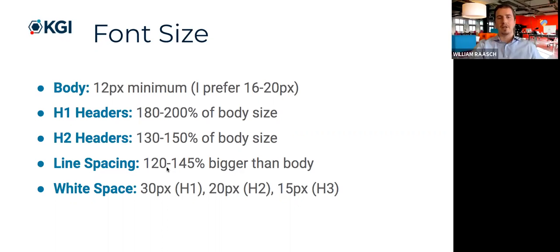Line spacing should be just a little bit bigger than the body. So a little bit bigger than like one or a single line spacing. You just want to leave enough white space between each line that it's not intimidating for the users. And then you want to make sure that you leave a lot of white space between headers.